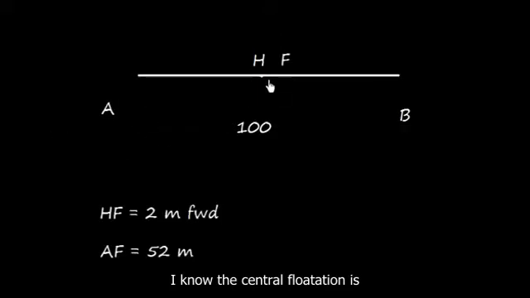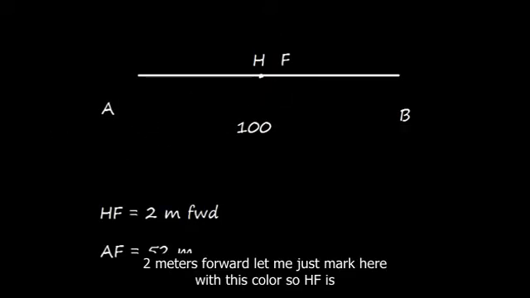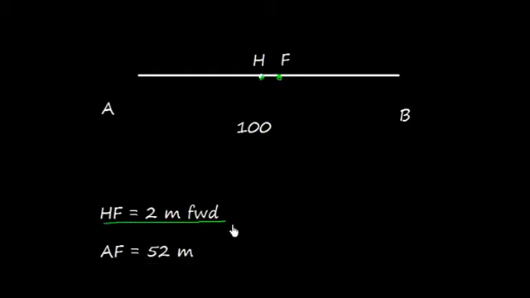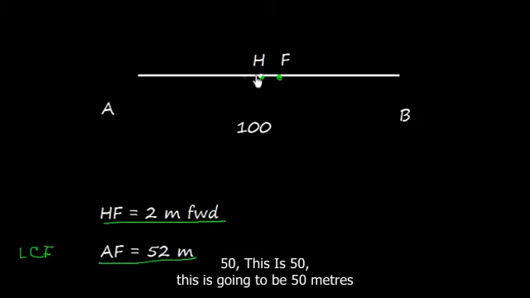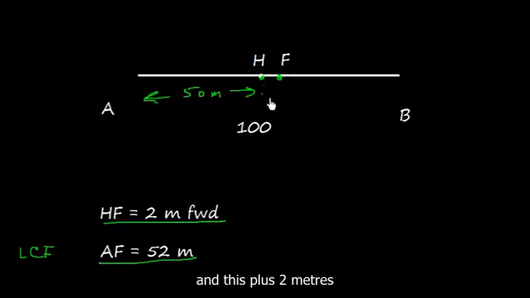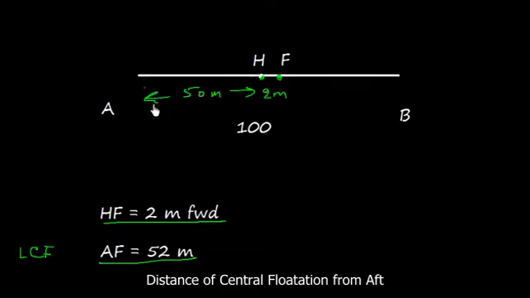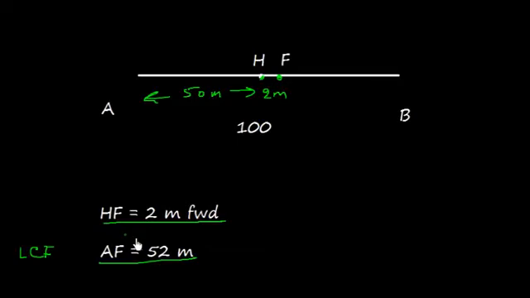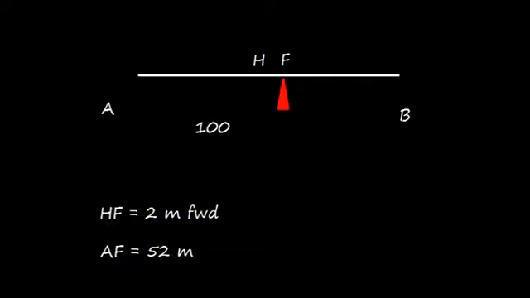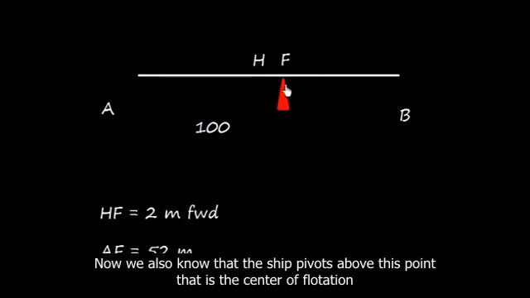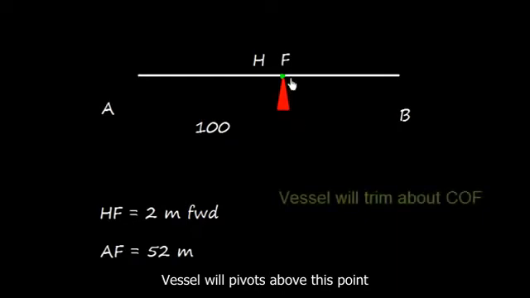And now the center of flotation is 2 meter forward. Let me just mark here with this color. So AF is 2 meter forward. So we can say AF or LCF is 50. This is going to be 50 meter, and this plus 2 meter. So total distance of center of flotation from aft is going to be 52 meter. Now we also know that the ship pivots about this point, that is the center of flotation. Vessel will pivot about this point.